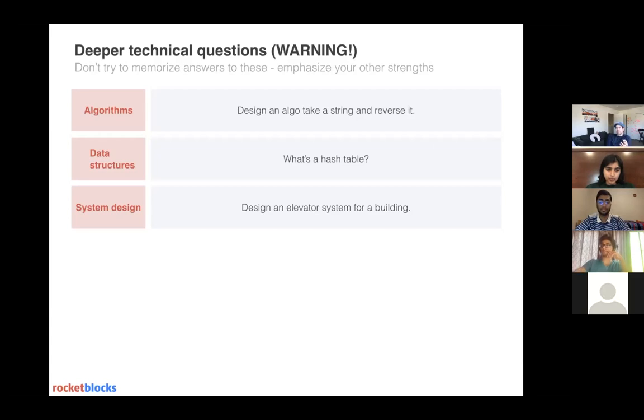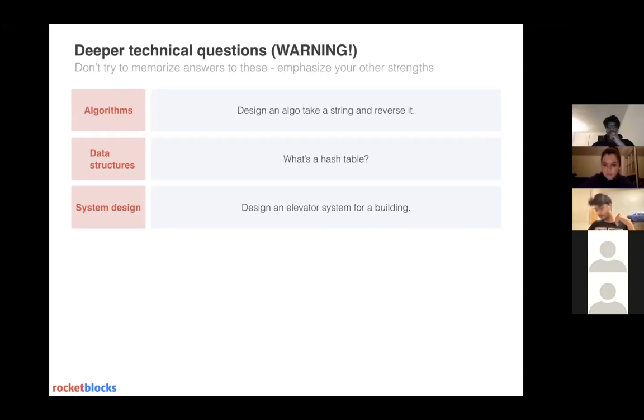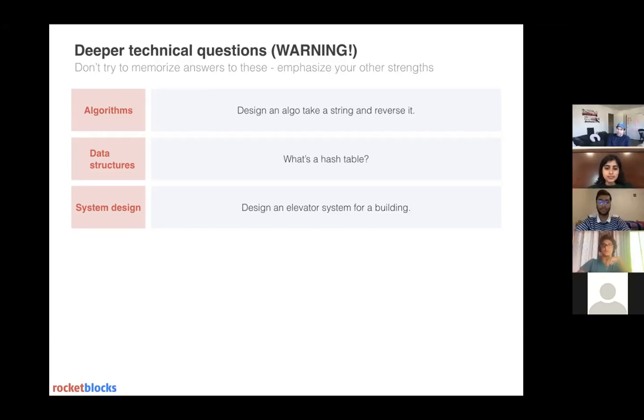It'd be really hard to give a good answer to what's a hash table or tell us about big O notation if you are not technical and have never studied that. This type of stuff does come up. For those of you with a CS background, be more cognizant that because you have a CS major on your resume, people may be more likely to ask this, to see if you actually learned the right stuff.